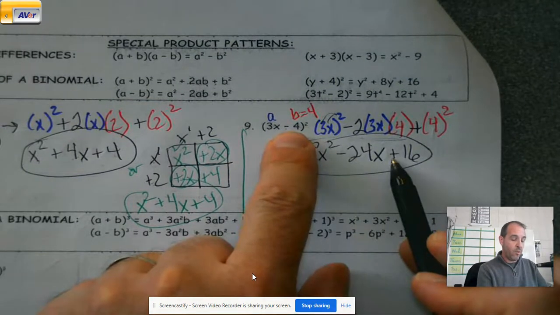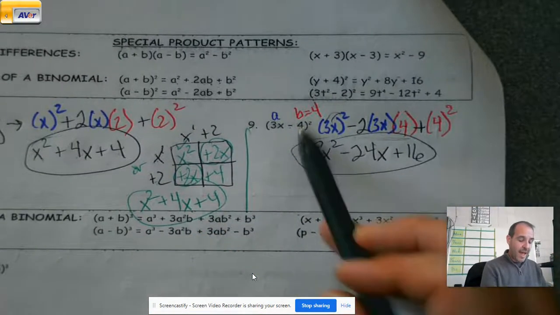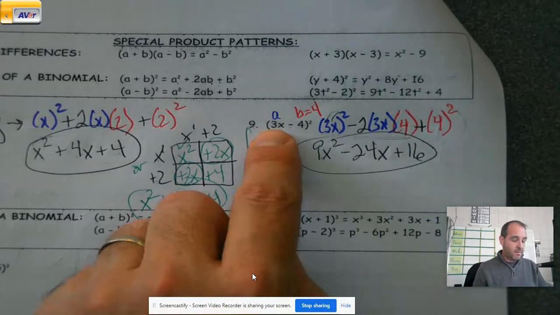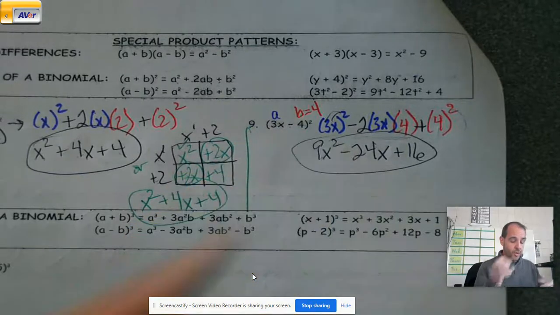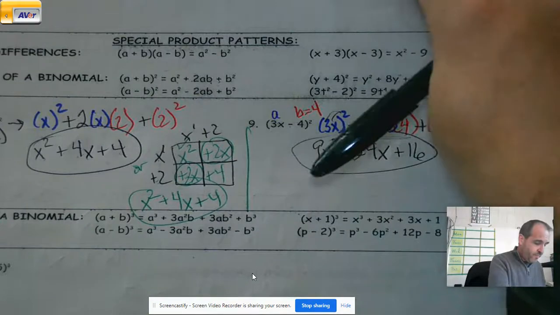And negative 4 or 4 squared is 16. But if you use the pattern, you need to think this through. Square it, multiply them together and double it, square it. Or you can do your little box with those. Up to you. Totally up to you.